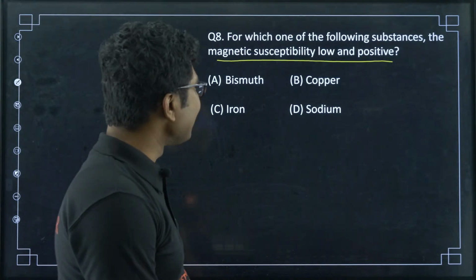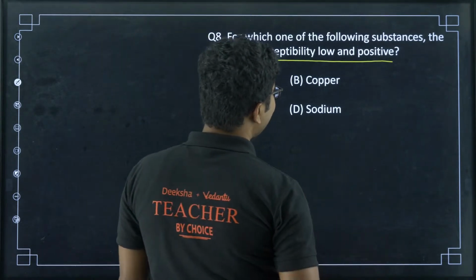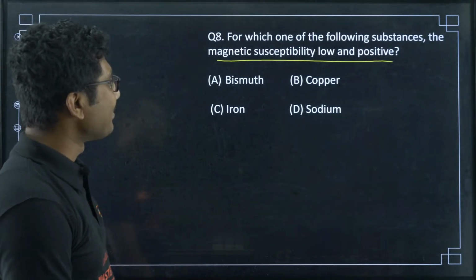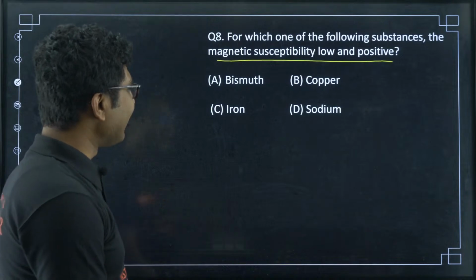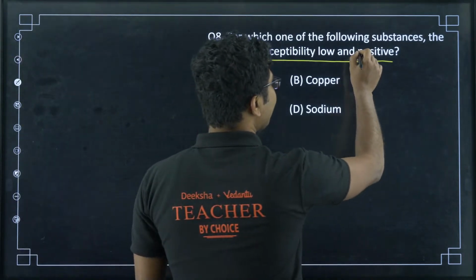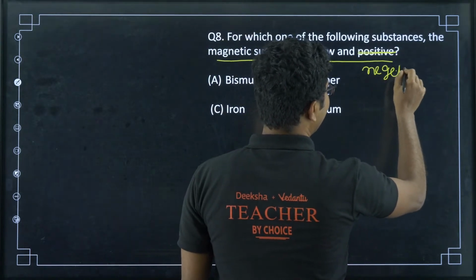I think there is a mistake in the question. Why so? Because there are 3 substances which have low and positive susceptibility. Only one is negative. So let's change this question. Change this question to negative.